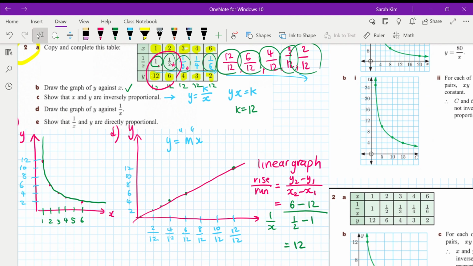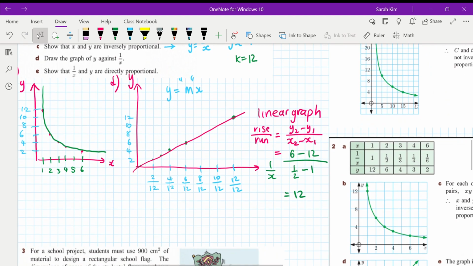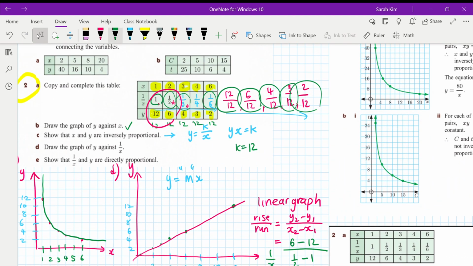In order to figure that out, I can also just quickly rearrange it again to get m equals y divided by x, because I just got rid of the x from that side. And if I just go 12 divided by 1, I get 12. If I do 6 divided by a half, I actually get 12 if you use your calculator. If I do 4 divided by 1 over 3, you get 12. If I do 3 divided by 1 over 4, I get 12. 6 divided by 1 over 6, I get 12.